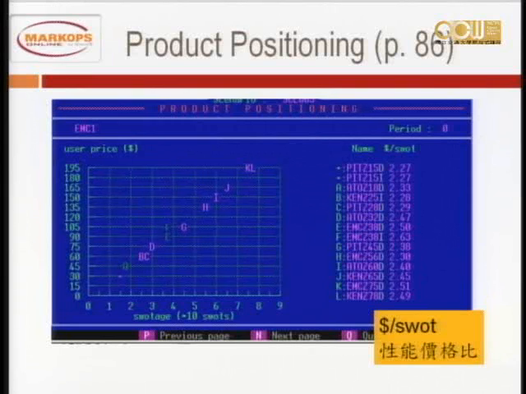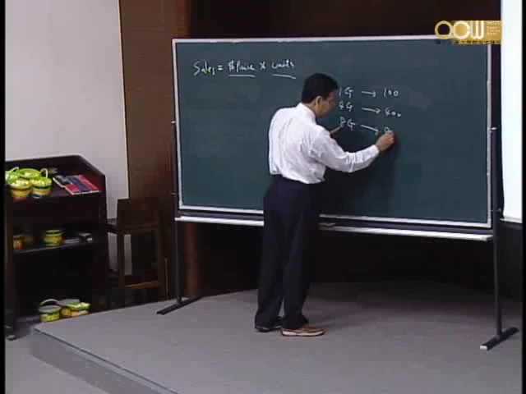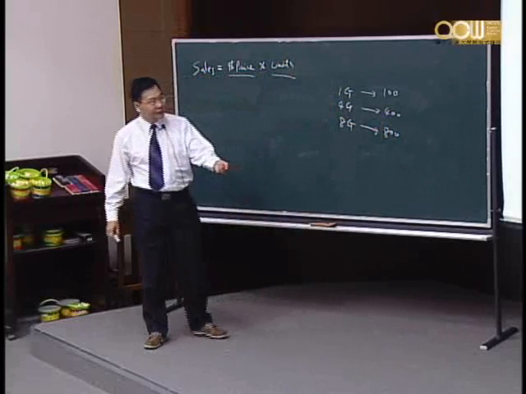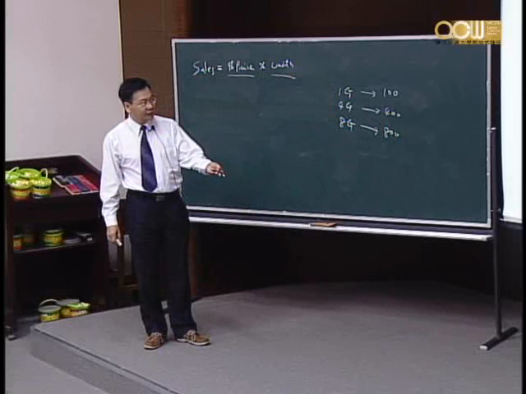I have 1G, 4G, 8G of memory. Okay? 1G charges me 100. 4G in general, how much? Roughly should be 400, right? And this one roughly should be 800. Now, this one starts to change a little bit.